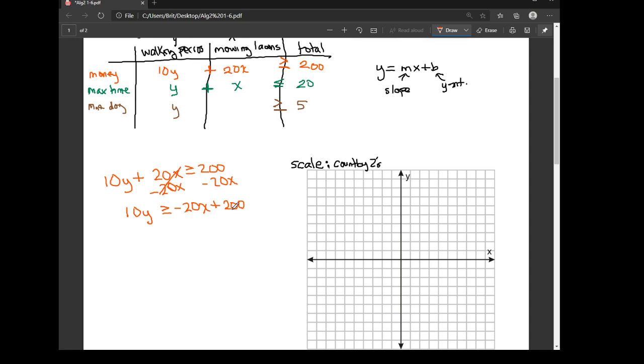And then my last step to get it in slope-intercept form is I need the y to be alone. Right now it's being multiplied by 10. So to get the y alone, I'm going to divide both sides of the equal sign by 10. Now make sure when you do that you're dividing everything on that right hand side, okay? So here I get y is greater than or equal to negative 20 divided by 10 is negative 2, and then there's the x, and then 200 divided by 10 is 20. Okay, so my first equation is right here.